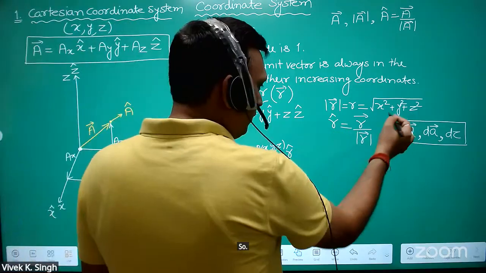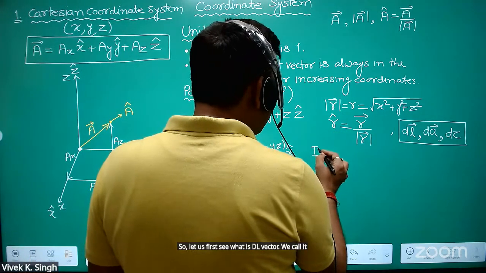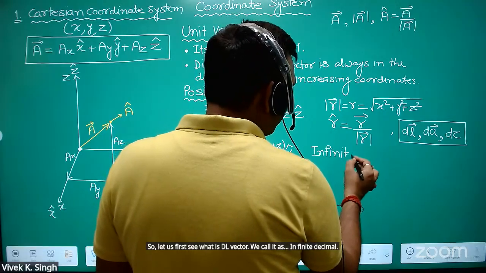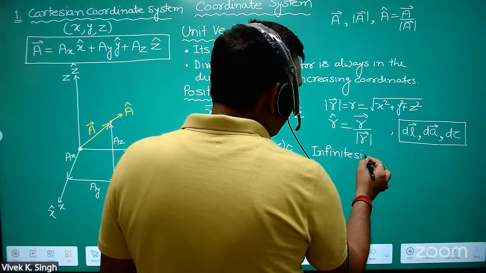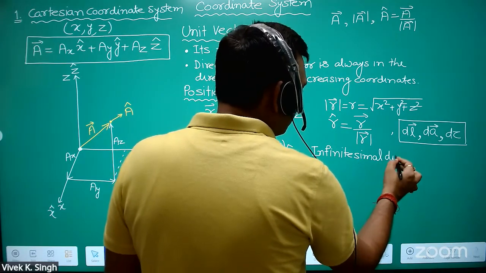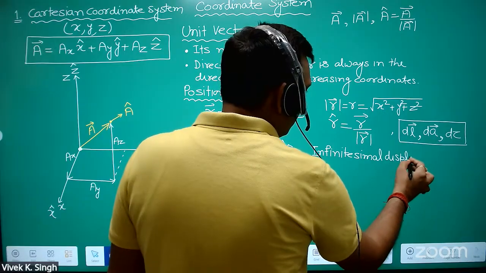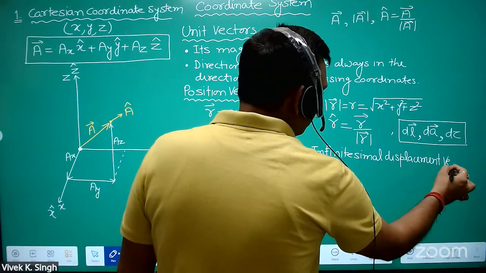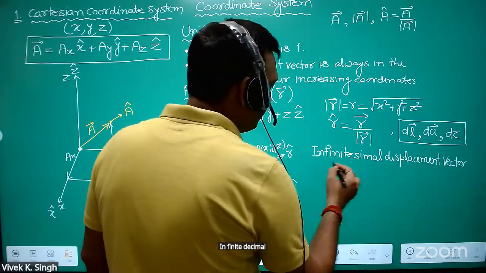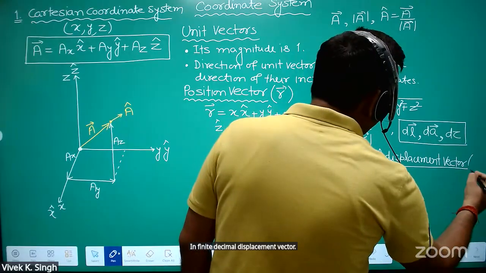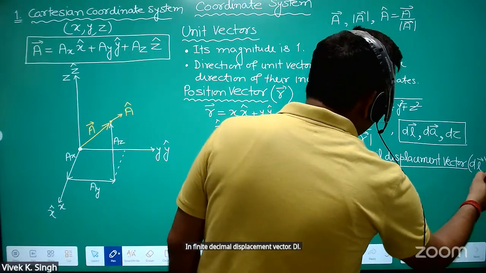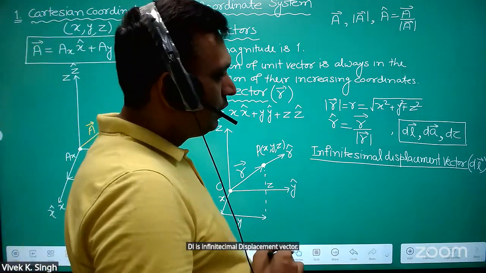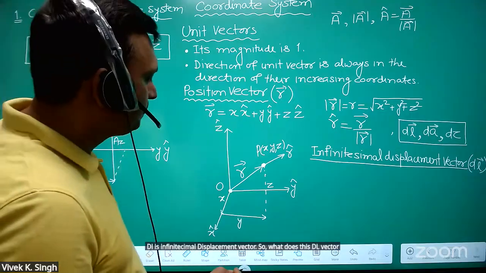So let us first see what is the dl vector. We call it the infinitesimal displacement vector, dl. dl is the infinitesimal displacement vector. So what does this dl vector represent?